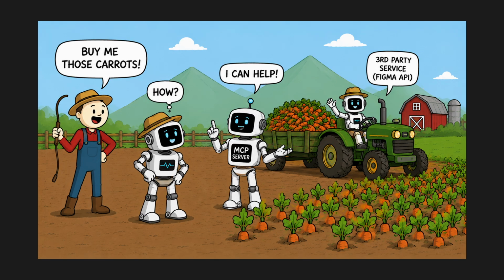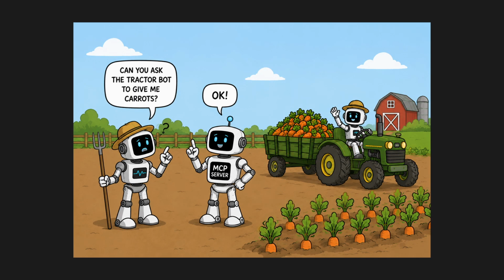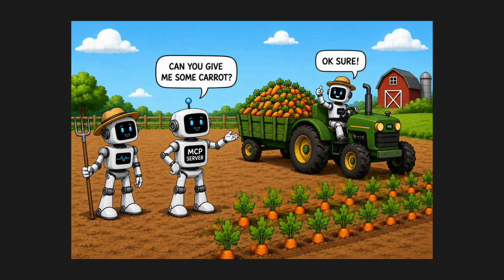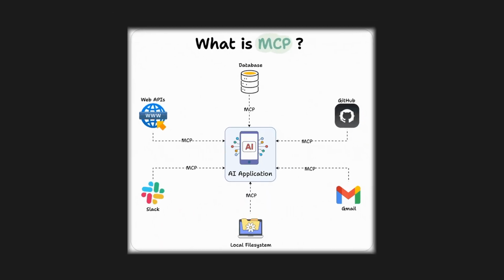Think of the MCP server as a translator or middleman. It can communicate with both the AI application and the external system, in this case, the carrot truck. So the AI application talks to the MCP server, and the MCP server talks to the truck to get the information or action completed. That's why this diagram actually makes a lot of sense.